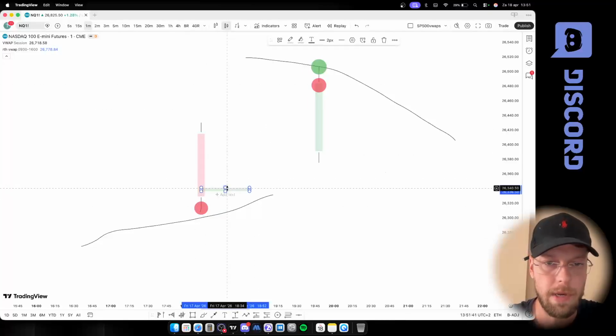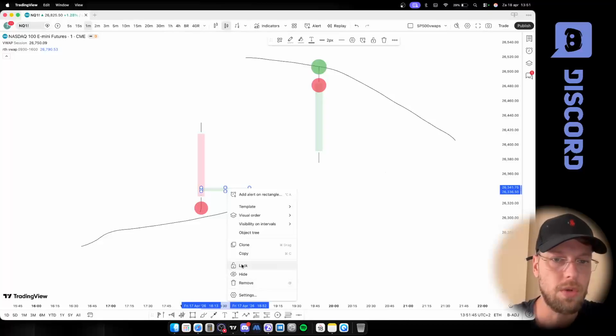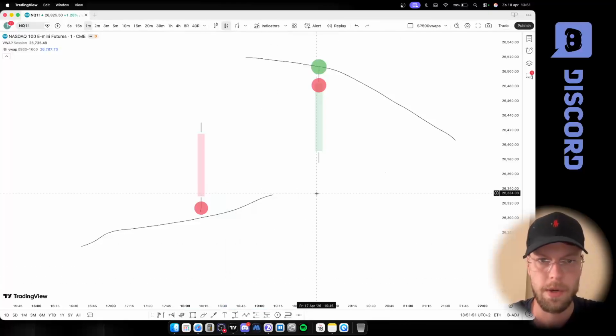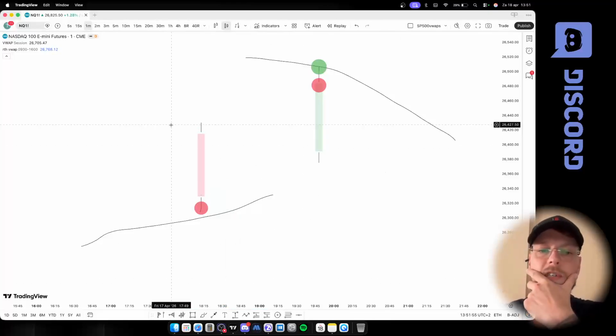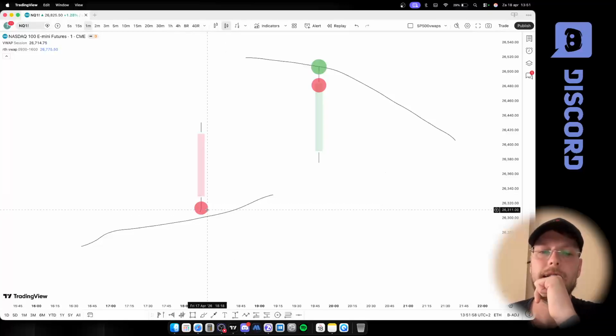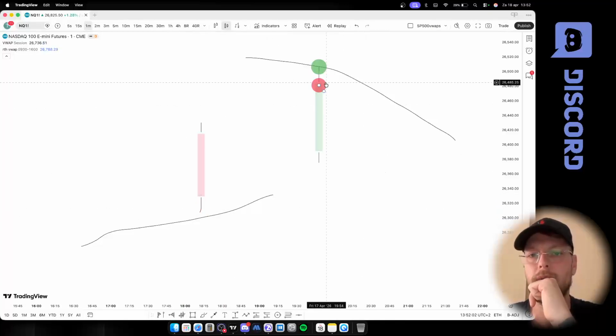I don't use the imbalances. I see them in my footprint chart, of course, but I don't use them like this. A lot of platforms can plot them for you, right? So there we have this, and then there is one last thing which I also like.